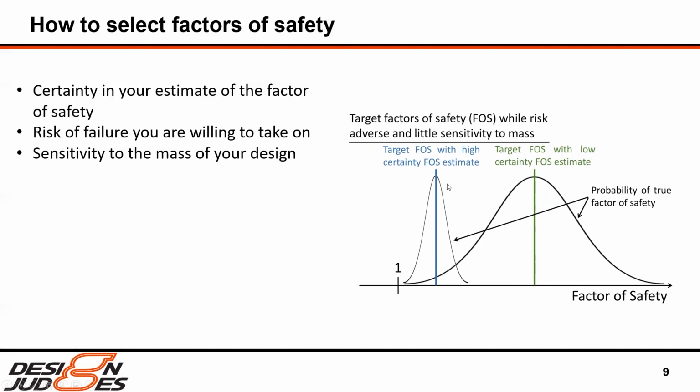And if you have some tight error bars on it, then you can actually push closer and push down to the left closer to 1, and you're not going to take on a risk that there's any chance of failure, because the area under this curve is the likeliness of failure.